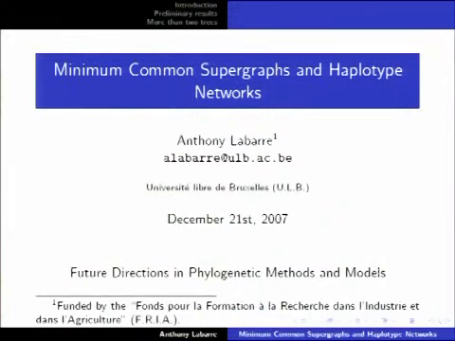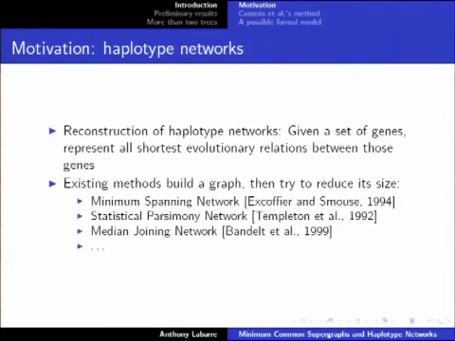Thank you. So this is going to be a talk about a formal model for inferring phylogenetic networks in the context of genealogies. So we heard about phylogenetic networks yesterday. We had some nice talks about that. And the goal in reconstructing haplotype networks is very similar, except that we're considering genes instead of species. So the goal is, given a set of genes, to represent all the shortest evolutionary relations between those genes.